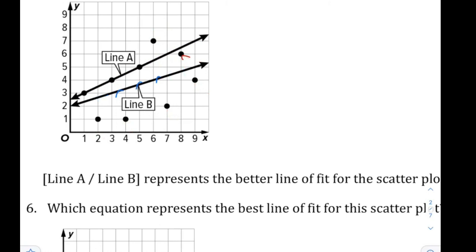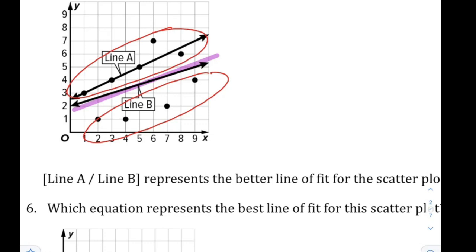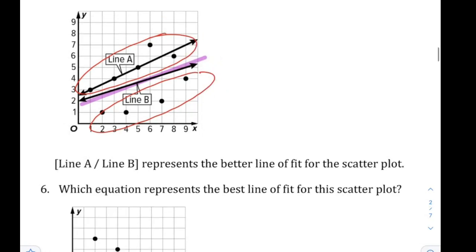Let's move to line B to analyze it. Line B is this line. It doesn't pass through any point actually, but let's see, we have here 4 points below the line, and we have here 5 points above, so approximately they are equal. We can see they're not equal, of course, but it's kind of fair. So that means line B is a good line of fit. It's a better line than line A.